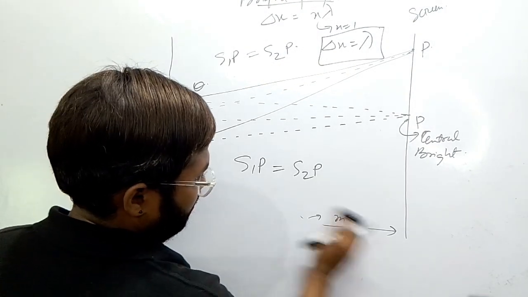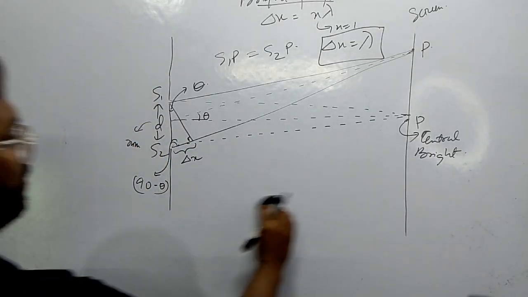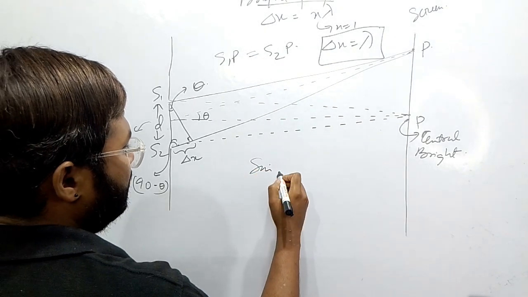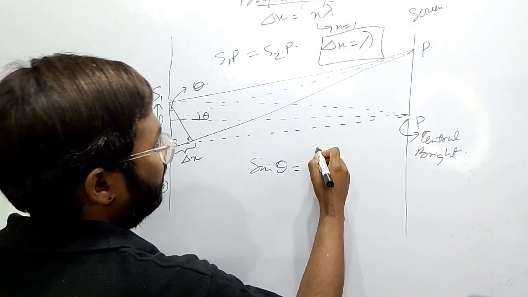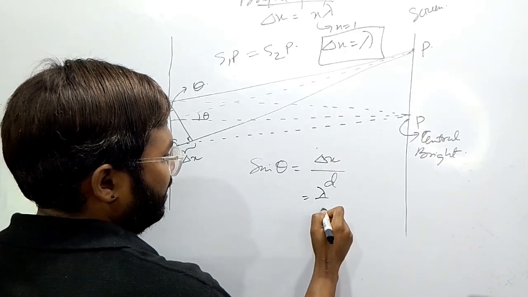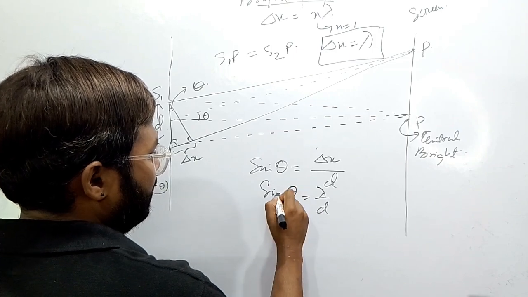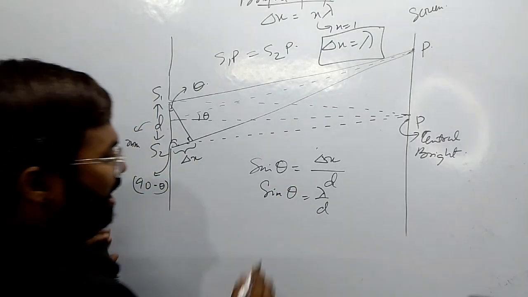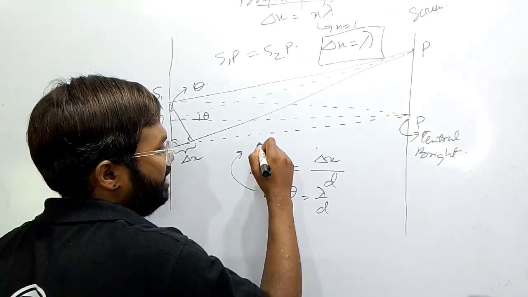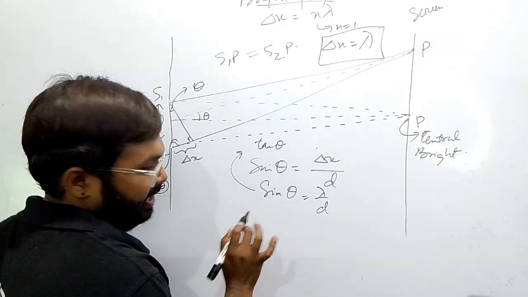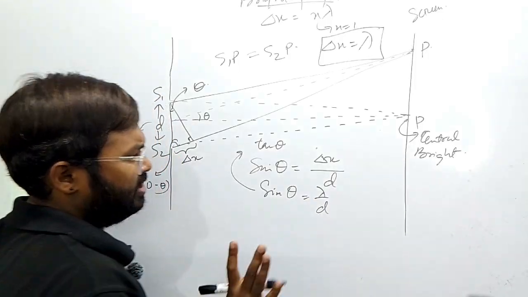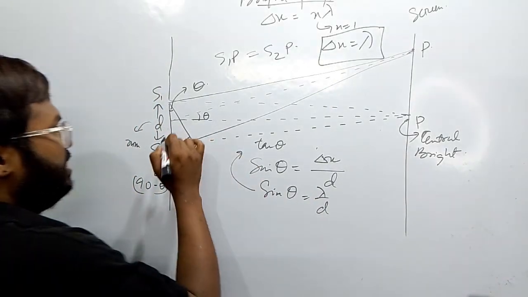Okay, let me write here. So I was having sine theta equal to del x by d. So here del x is lambda, lambda by d, sine theta. And here you see theta is very, very small. So in this case we can consider sine theta as tan theta. We can write tan theta in place of sine theta. Not in all cases, but in 99% of cases we can write this, since theta is very small.